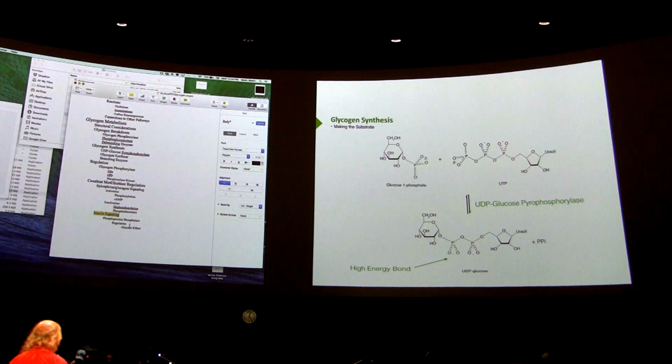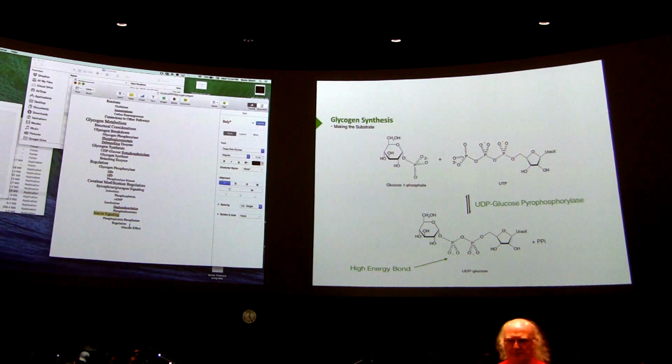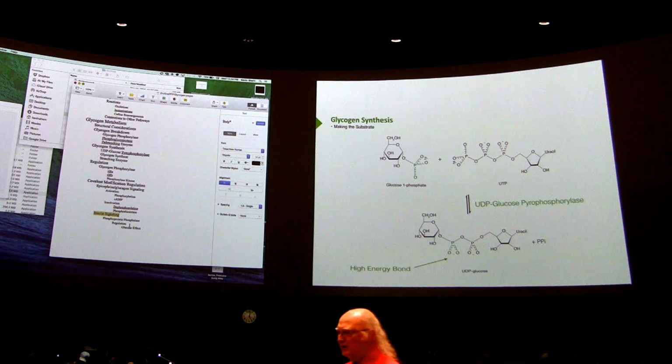The enzyme catalyzing that has a mouthful of a name. It's called UDP glucose pyrophosphorylase, and it's an enzyme that I think you should know. Nobody likes that name. So I usually give the class a chance to call it what they want to call it. We have to agree on a name. What would you like to call this enzyme?